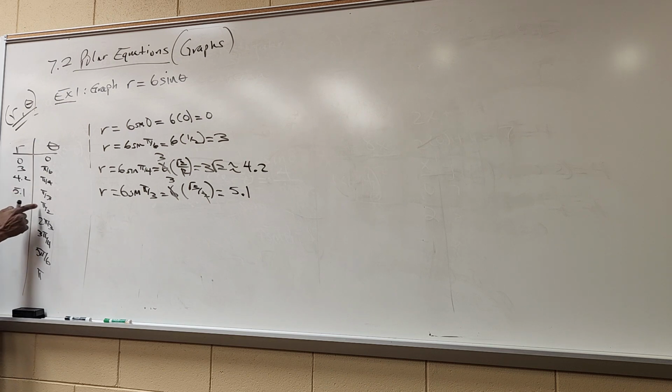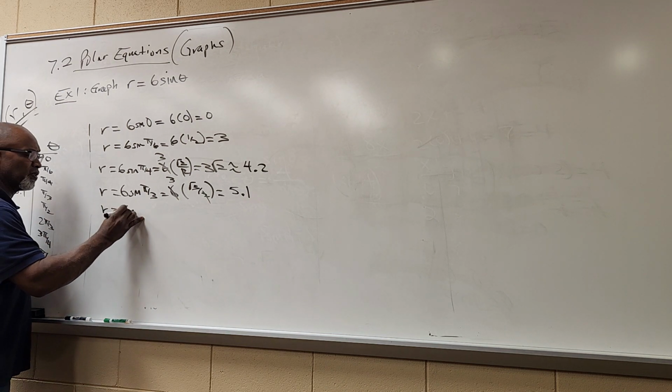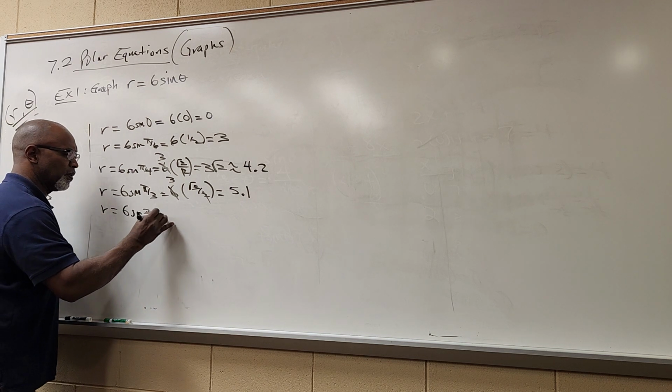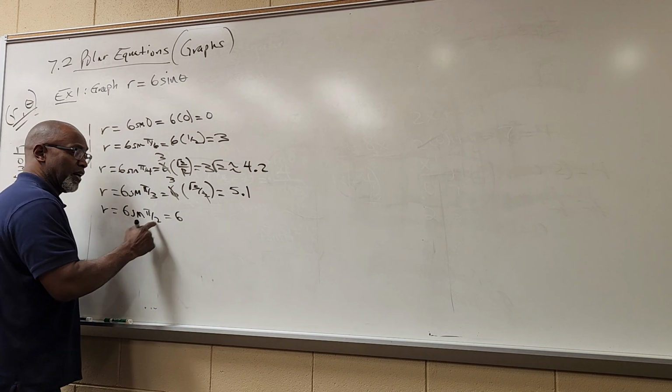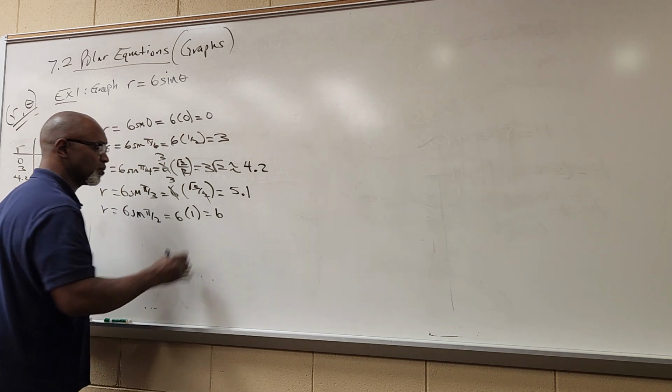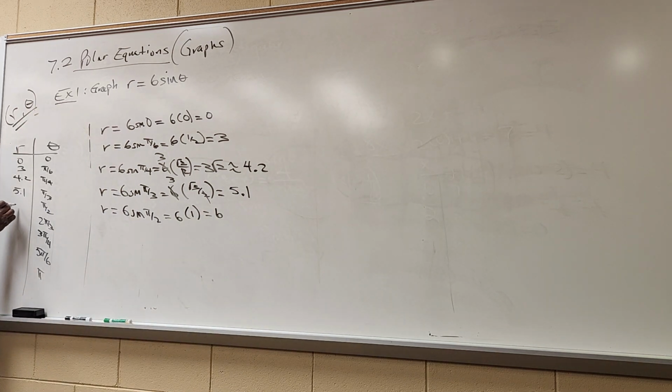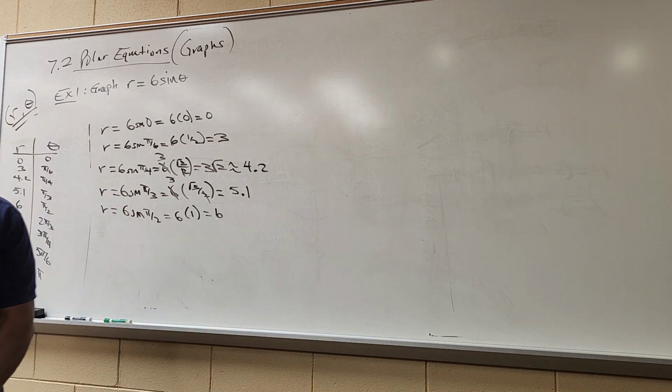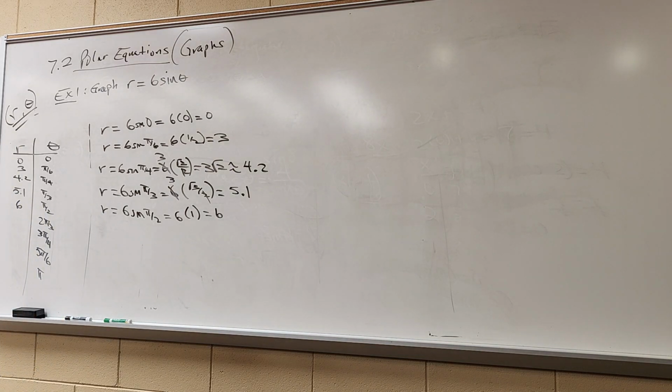Okay? Pi over 2. R equals 6 sine of pi over 2. Sine of pi over 2 is 1. So I get 6. And you can continue this. I'm not going to do it. It's in your book. At 2 pi over 3, R turns out to be 3 square root of 3, which is again about 5.1.